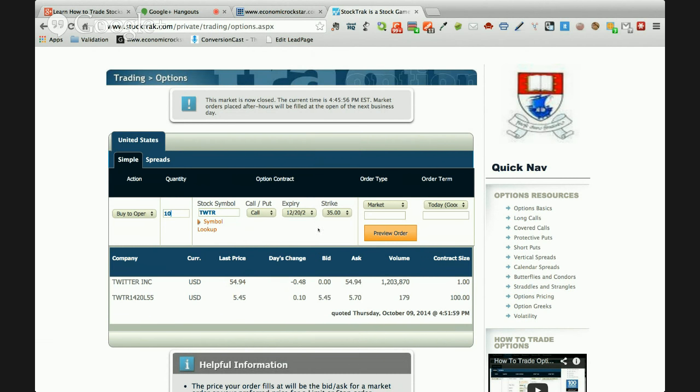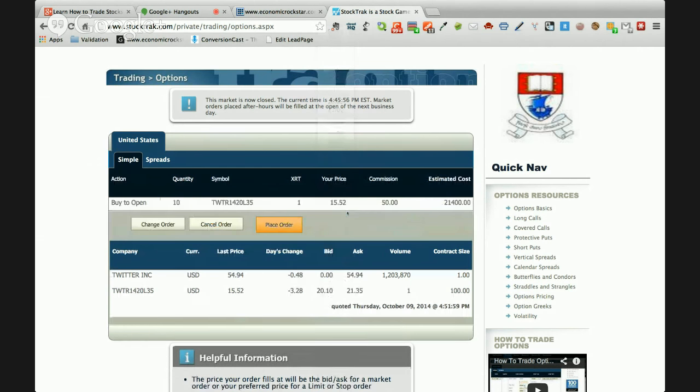we should see a different premium. It's not changing. And that should be a higher amount if it actually took into consideration the 35 strike. I'll put in a preview order to see if there's any change there. Okay, we see Twitter at $35 is now $15.52. So it's a lot higher than the $5.45 that we saw at a strike of 55.